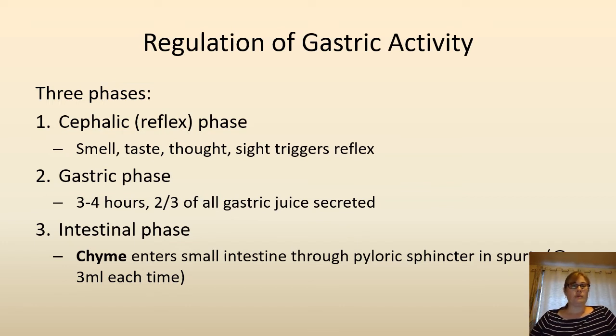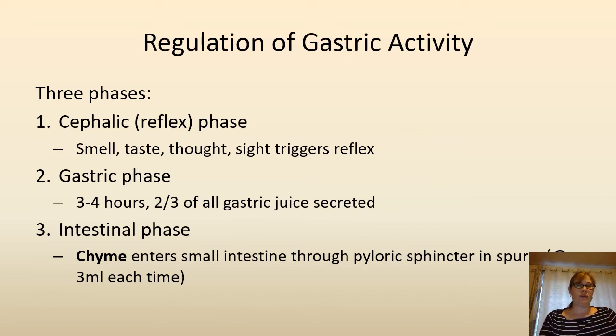It starts it. So the second phase is known as the gastric phase, and the third phase is your intestinal phase. So your gastric phase takes between 3 and 4 hours, and then your intestinal phase is where we have chyme entering the small intestine. We pass through this pyloric sphincter, squeezing just a little bit at a time. 3 milliliters is not much at all. It's less than a teaspoon. It's half a teaspoon, almost a little bit more than half. So a very small amount of chyme at a time.